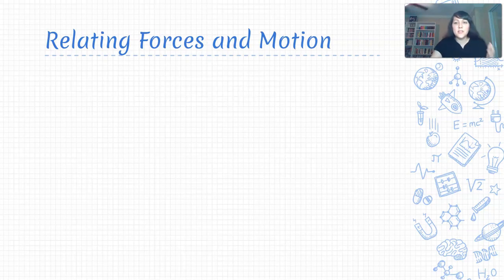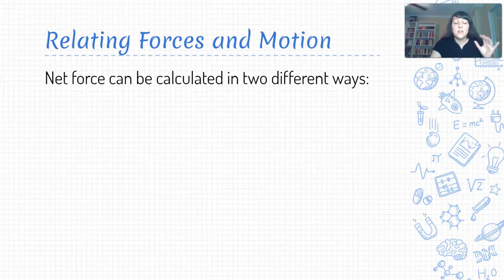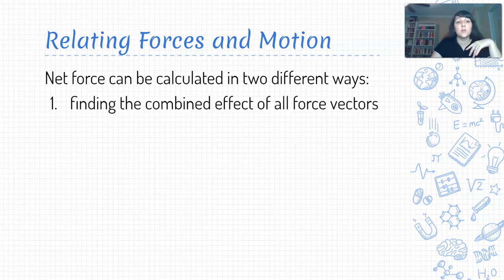So what this means is net force, we have now established, can be calculated in two different ways. We can think of net force as the overall combined effect of all of our force vectors, right? And that's how we've thought about net force previously, that net force is the overall leftover force after we've taken out everything that cancels out. And that's still true. That's still a really good and important way to think about net force.